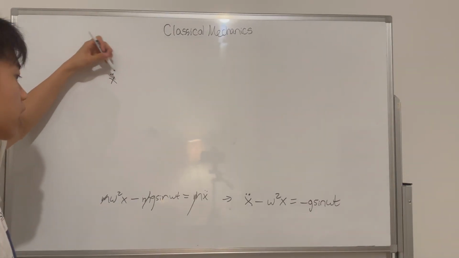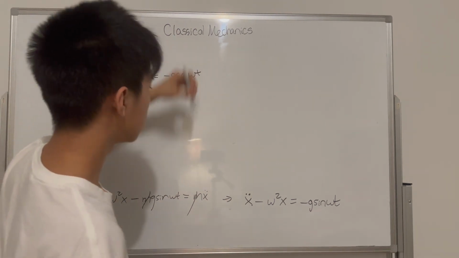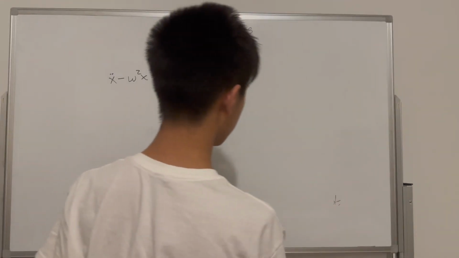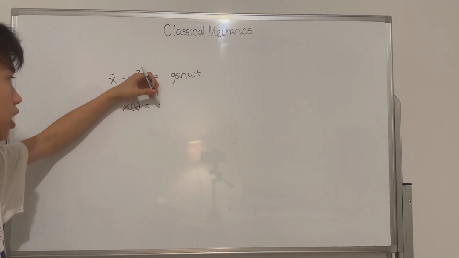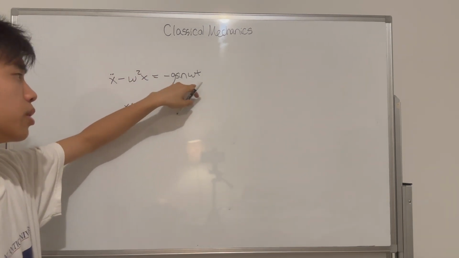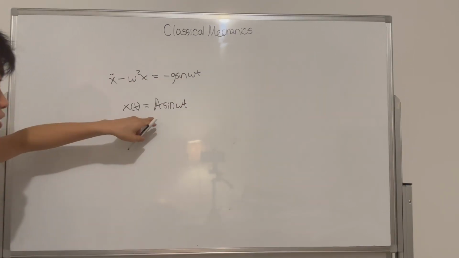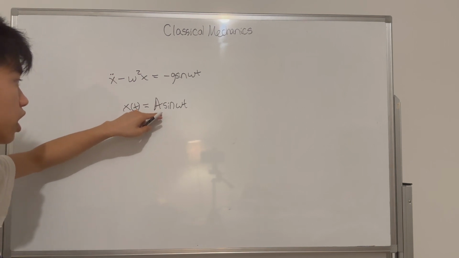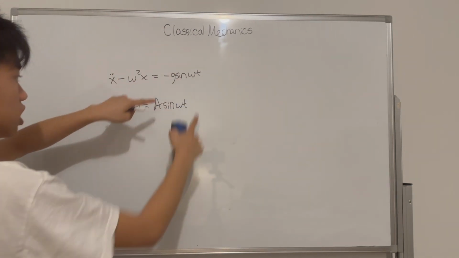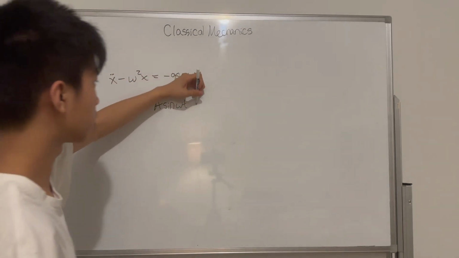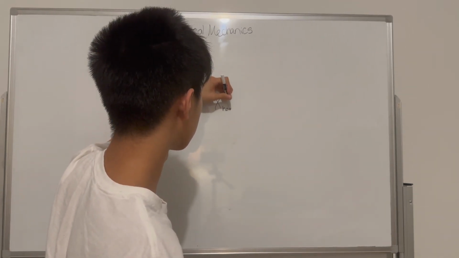So x double prime minus omega squared x equals negative g sine omega t. We know from differential equations, I have a video on this, x of t will be composed of an undetermined coefficient solution, so I'll just put a sine omega t. The undetermined coefficients tells us that we have a constant a multiplied by whatever function form we have here, which is sine of omega t. We'll plug this in here, but there's also the homogeneous solutions. So I'll just put x homogeneous.